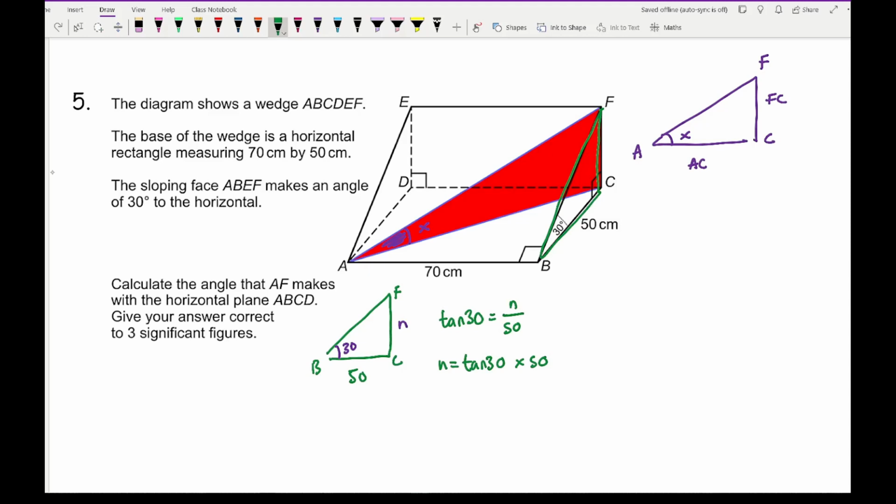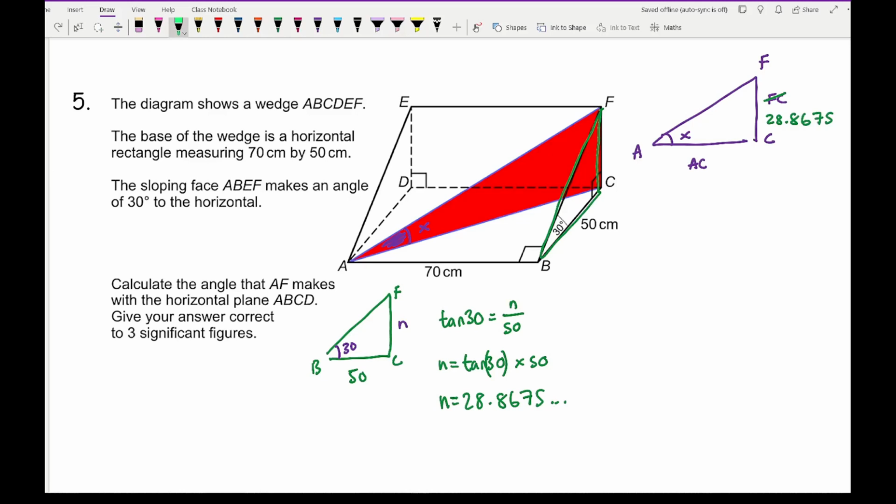If I type that into my calculator, times 50, make sure if you're using a Casio calculator and you're using it the way that I've written it on the screen, you put in a bracket around that 30. So it looks like that, and you should have an N value of 28.8675. So I've worked out F to C, so I can cross that out and relabel this as 28.8675.